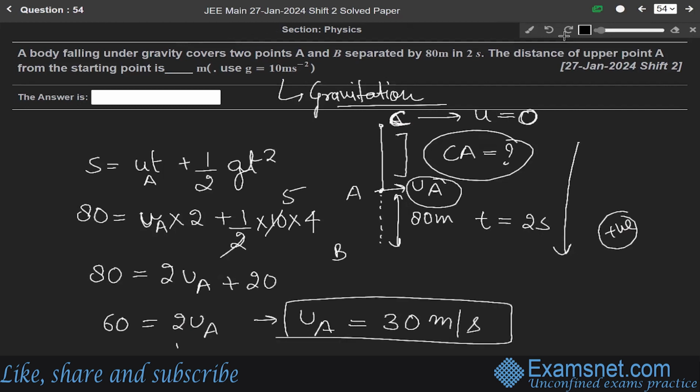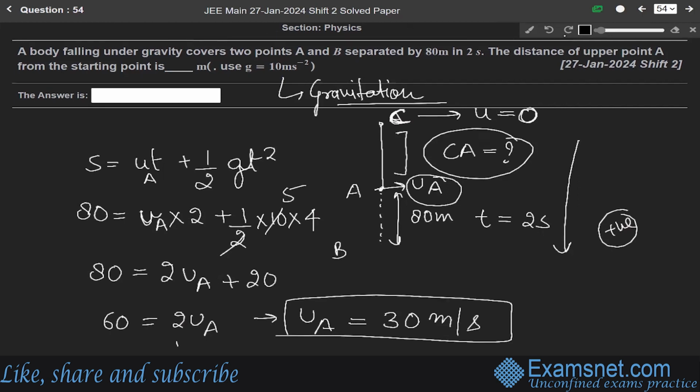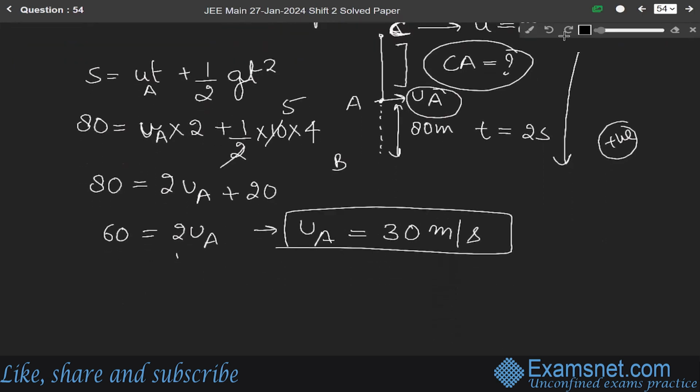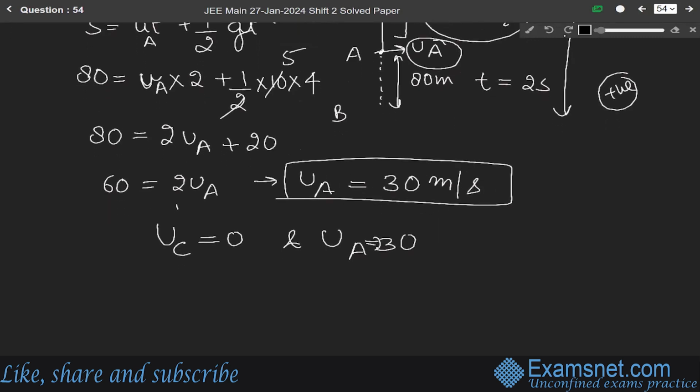Now we have to find the distance between them. We know the speed at C, which means UC equals 0 and UA is 30 meter per second. So now we have to find the CA distance.